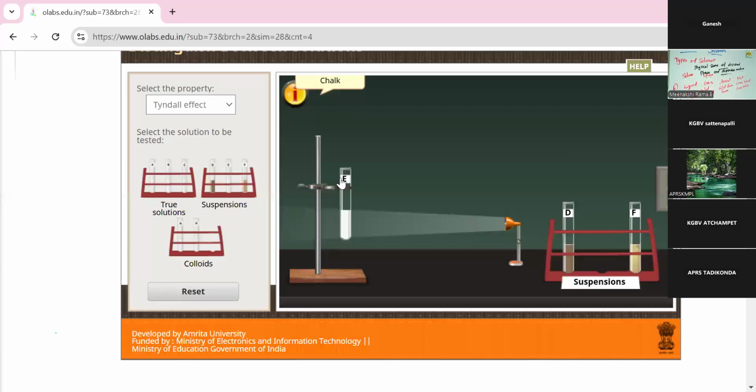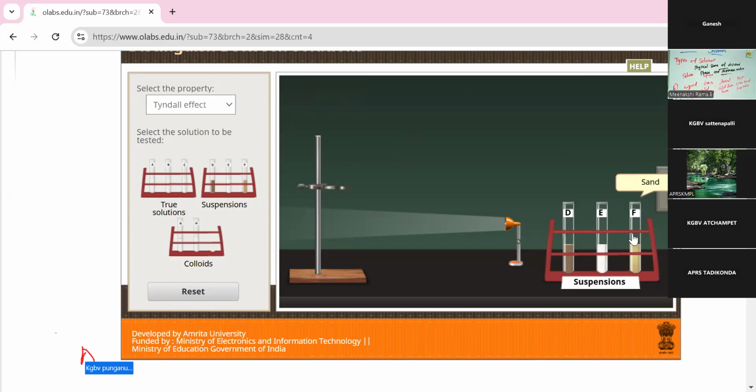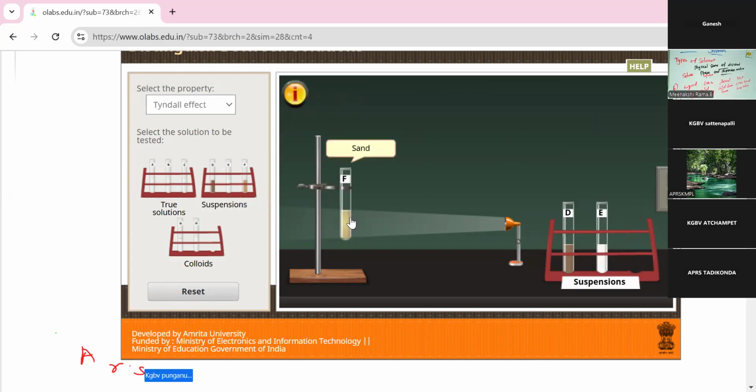See here also, the light is not visible. So, this is the Tyndall effect and then it's confirmed. So, it is the suspension solution. Third one, sand and water. The light is passed through, it is not invisible. So, these solutions are the suspension.